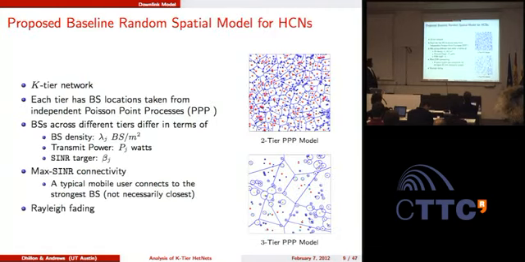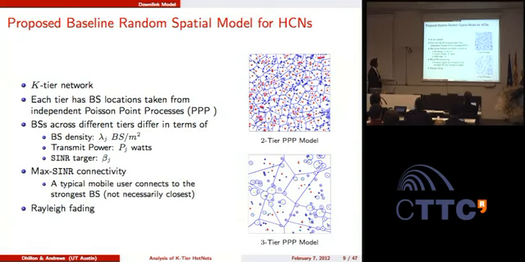So this is what we propose, a proposed baseline random spatial model. To be really general, we consider k types of base stations. So you have k different types of base stations here. Like in this case, we have 2 different types, such as macro or femto. In this case, you have 3 types, say macro, femto, or pico. So this model is a general one.